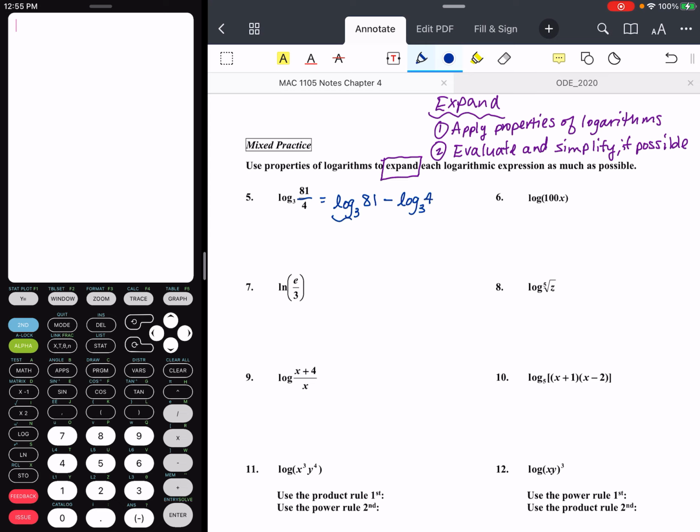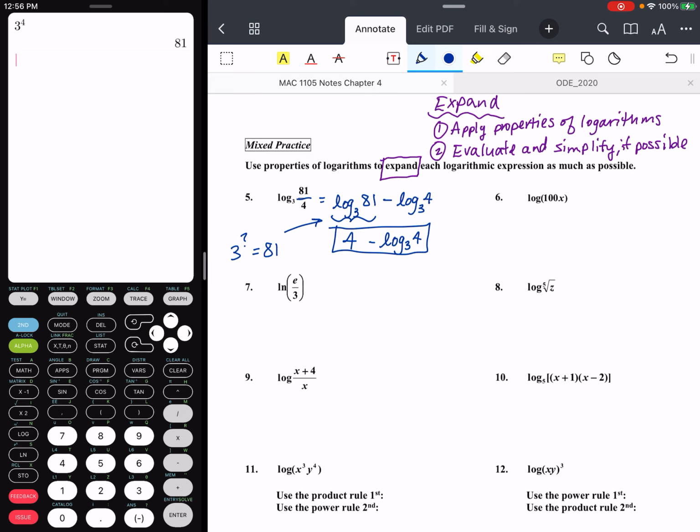And we can simplify log base 3 of 81. Remember, this is asking us 3 to what power equals 81. Go ahead and double check in your calculator, but if I'm remembering correctly, I think 3 to the 4th power equals 81, and I'm right. So log base 3 of 81 simplifies to 4 minus log base 3 of 4.